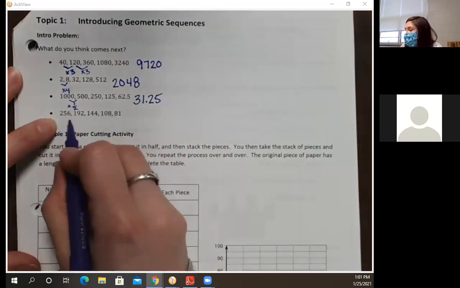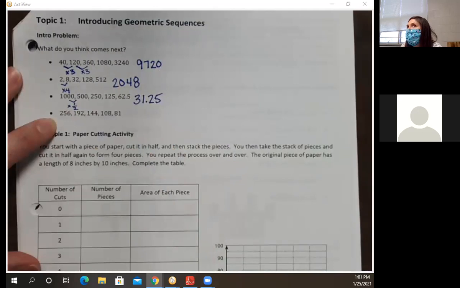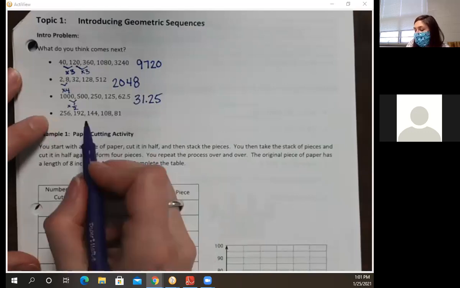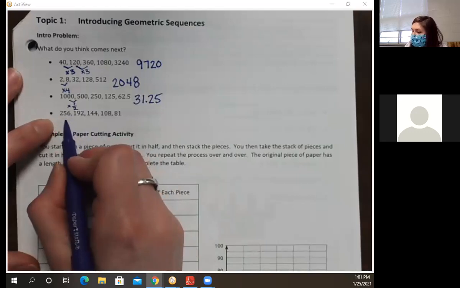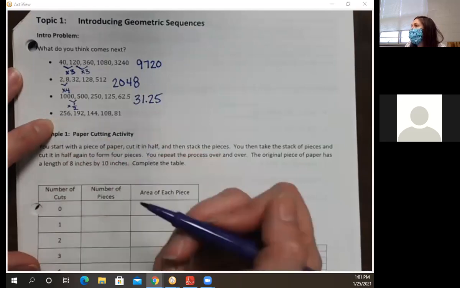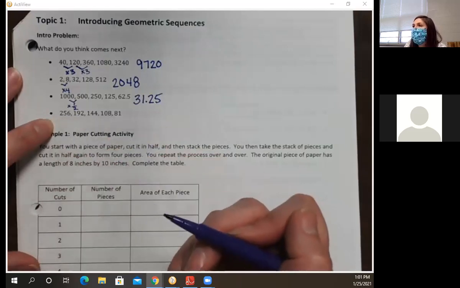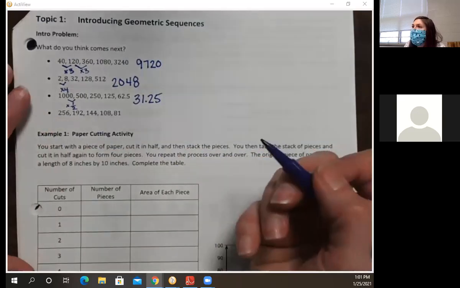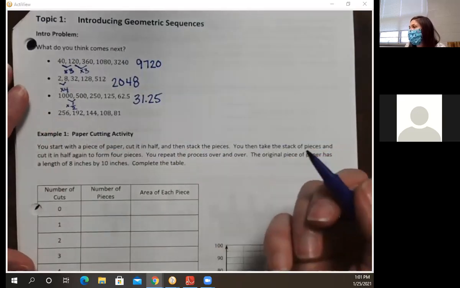This one was probably the hardest one here, the last sequence. Anybody get that one? Okay, so this one is tricky. So first I want you to notice our numbers are getting smaller. I'm not subtracting the same amount every time. And there's not a pattern to what I'm subtracting. So I must be multiplying by something.